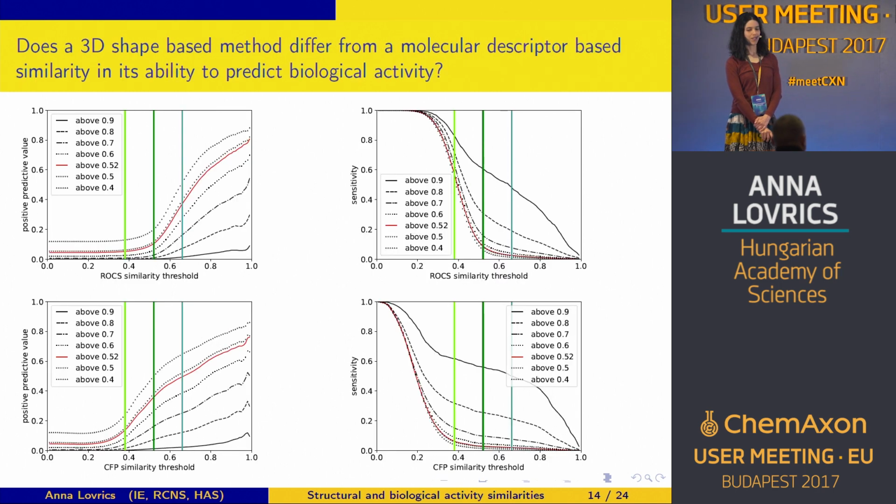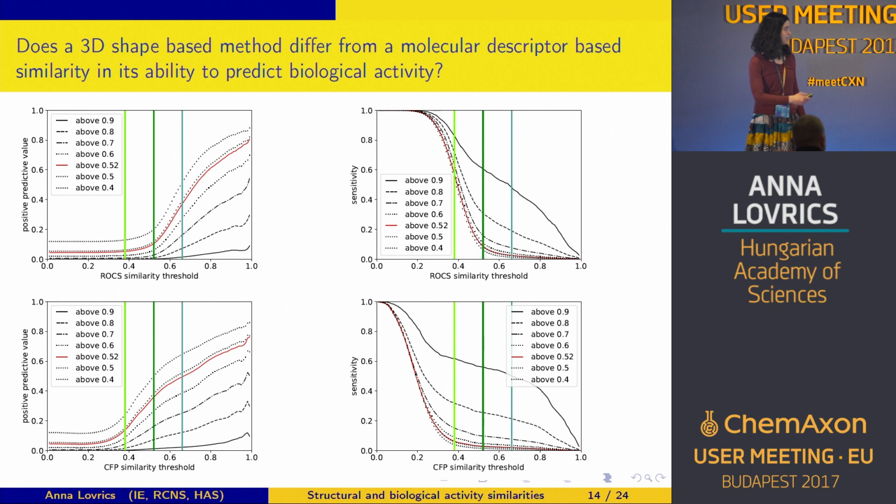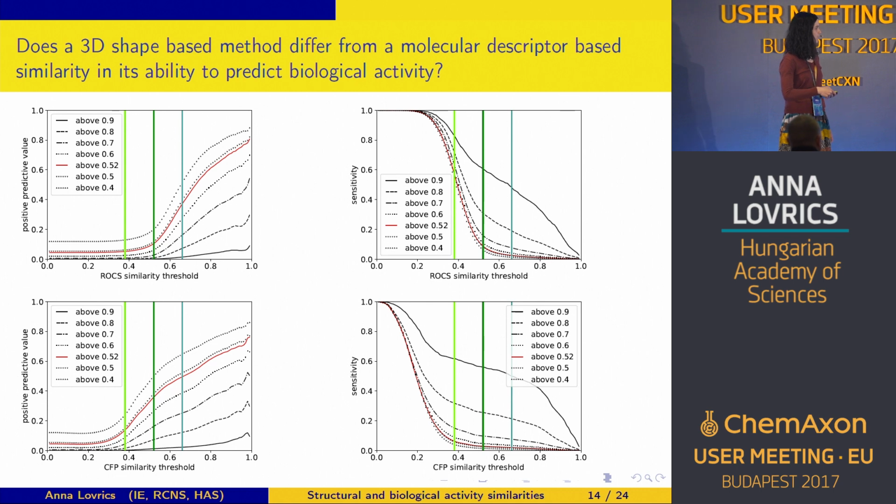And back to the original question again. So how well can these different methods predict the biological activity similarity? If we look at the shape of these curves, so now I've shown it for one randomly selected 3D shape-based method and one randomly selected molecular descriptor-based method. And what you can see is that the positive predictive values and the sensitivities at these selected threshold values look very, very different. So can we say that based on these plots that their ability is actually different?